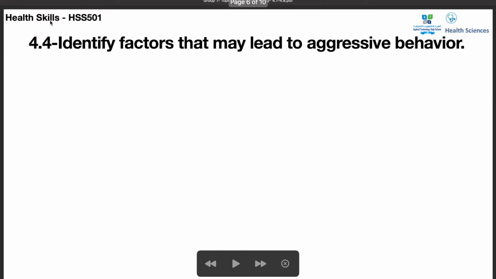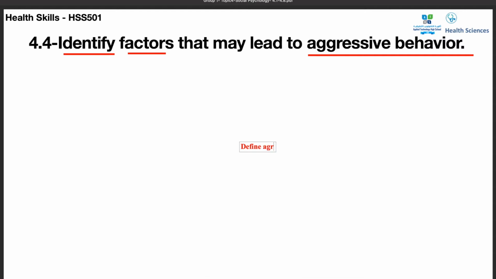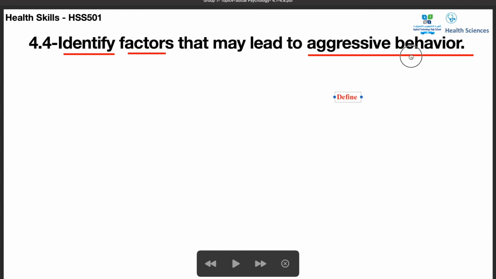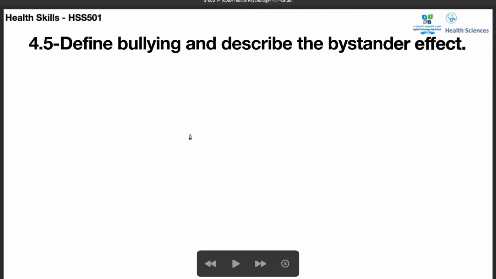Move to the next, that is 4.4: identify the factors that may lead to aggressive behavior. Again here, first of all, you will define aggressive behavior, and then you need to identify the factors that lead to the aggressive behavior. You can add images and detail as well.